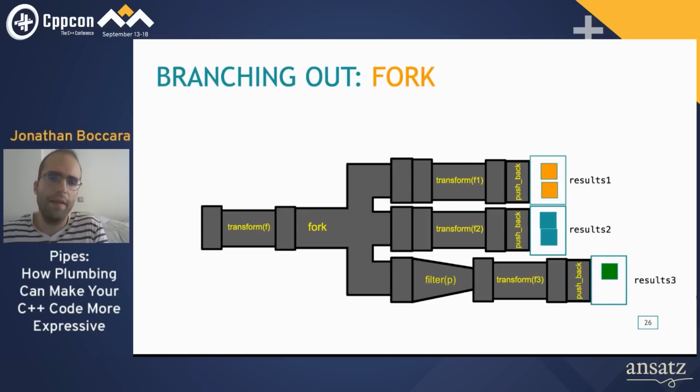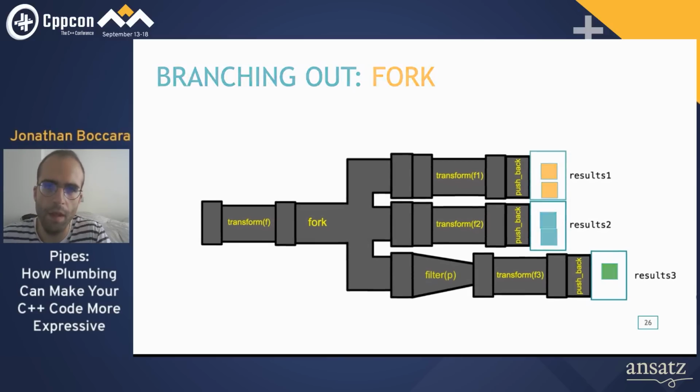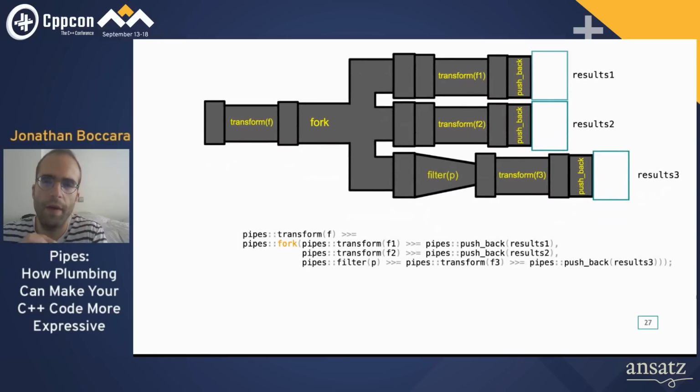The point of that is that once you've transformed your data with F, you don't have to store it in 3 different places with memory allocated for that. You can just pick it up with the fork pipe and send that to 3 different pipelines. And if we transform that into code, the purpose is still to have code that looks as much as possible like the drawing, which is the point of the code below that mimics the drawing above.